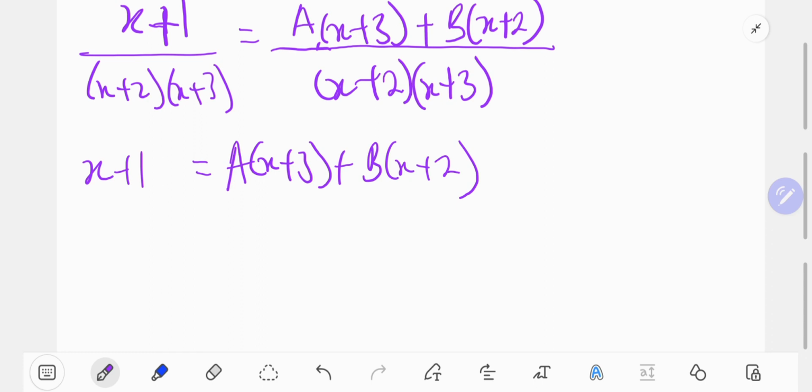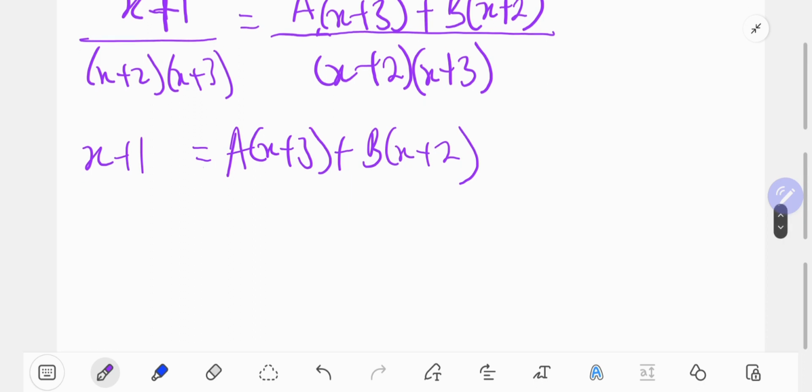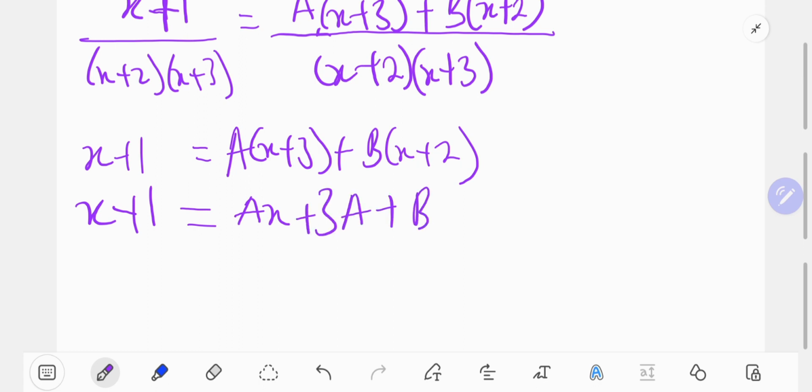Yeah, but in the same way, if you use the expanding method too, we are going to get simultaneous equations and then proceed and then solve them. Okay, so we are going to use the expansion method. So we are maintaining the x plus 1 over here. Now we expand the expression at the left hand side or the right hand side. So we are going to get this plus bx plus 2b.